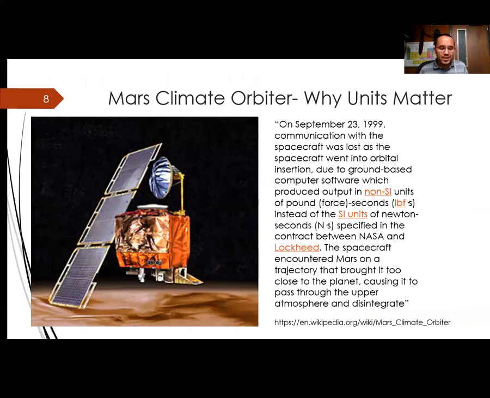Today, what we're going to be focusing a lot on is actually units. Now, units matter a lot. And an example about why that is, we're going to talk about the Mars Climate Orbiter. So back in 1999, NASA was sending a spacecraft to Mars in order to do some studying on Mars, right? We were looking at the climate.